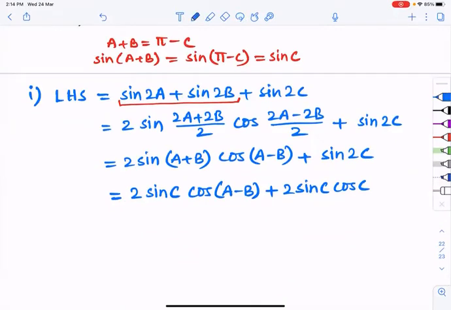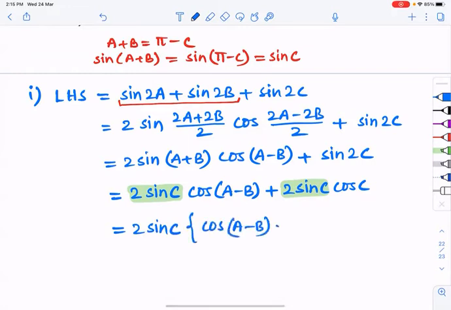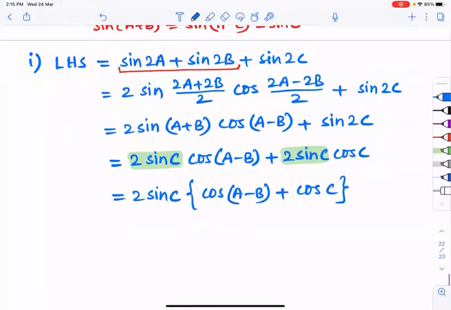Now you can see that there is a 2 sine c here, and there is a 2 sine c here also. So you can just take that common, 2 sine c from here as well as from here. We can take it common. So 2 sine c into what will remain? Cos of a minus b plus cos of c. I have taken 2 sine c from it.